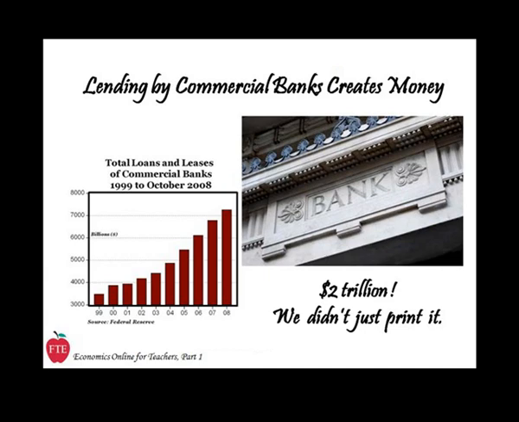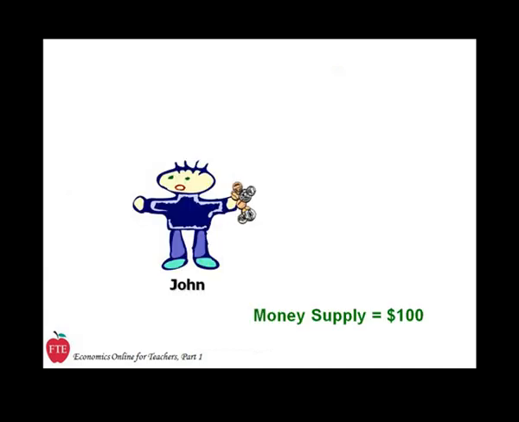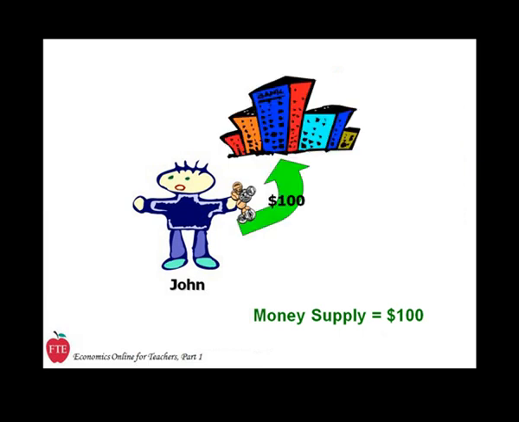Here's how it works. Our waiter, John, has a pocket full of cash tips at the end of his shift. John's bank accepts his deposit and enters it into his checking account and gives him a receipt or a bank account statement which shows his increased purchasing power as a checking account balance. The money supply is $100. John has just changed the form in which he holds his money from cash to a demand deposit.